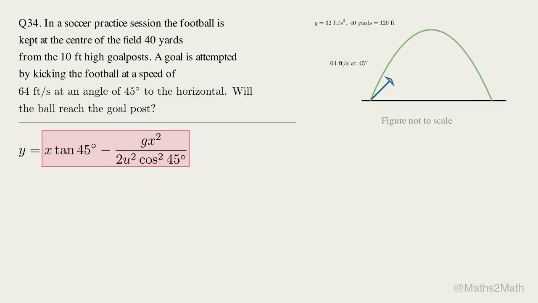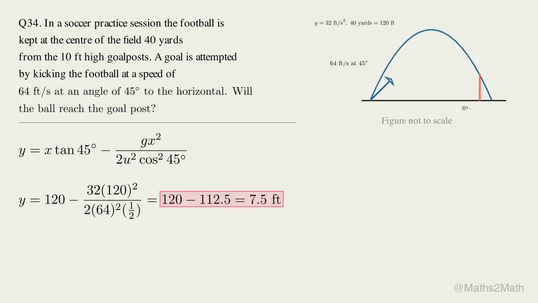The trajectory height is x tangent theta minus g x squared over twice u squared cosine squared theta. Substituting x 120, u 64, g 32. Y is 120 minus 32 times 14,400 over 4,096. That is 120 minus 112.5. 7.5 feet. 7.5 feet is under the 10-foot bar, so yes, the ball reaches the goal, passing below the crossbar.